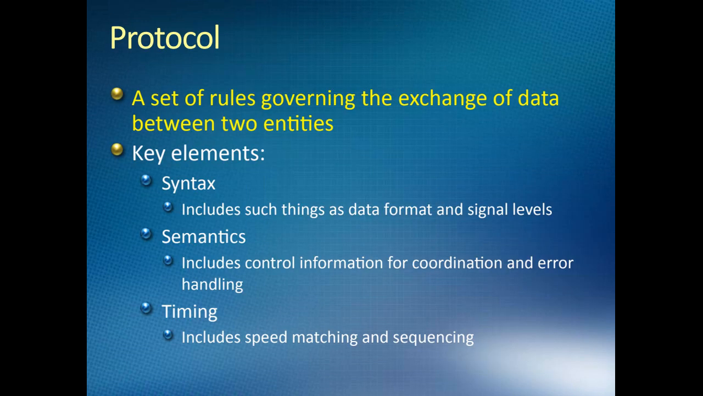Protocol, as I just mentioned before, is a set of rules governing the exchange of data between two entities. What are the key elements of a protocol? Syntax includes such things as data format, signal level. By the way, this is very important, it comes in the questions here. Semantics include control information for coordination and error handling. And then we have timing, which includes speed matching and sequencing. So these are 3 key elements of any protocol. You cannot have a proper protocol without these elements.